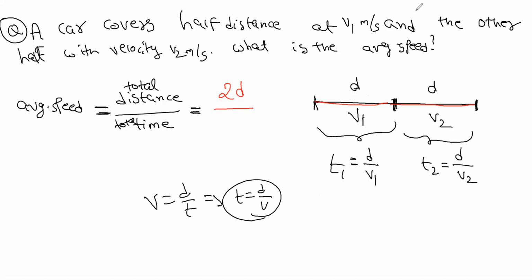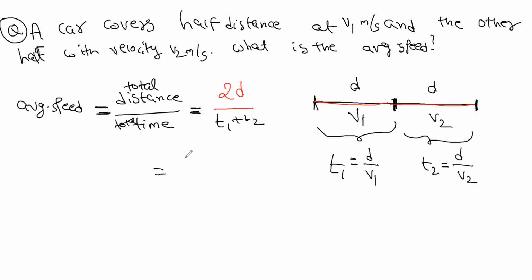So now we know both the times. So t1 plus t2, the total time, and the average speed equals 2d by d by v1 plus d by v2, correct? Can we leave the answer over here?